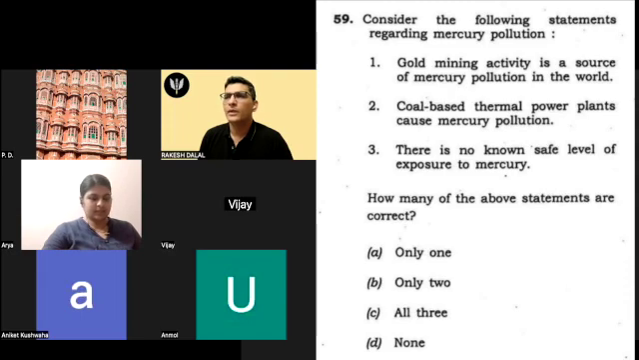Hello, sir. Am I audible? Yeah. Sir, the second statement denotes some specific knowledge, because coal-based power plants or the mining activities release more carbon, and mercury is not related to that element. How do you know? Do you know this? No, we don't know, but still, we should have that specific knowledge to say it must be correct.